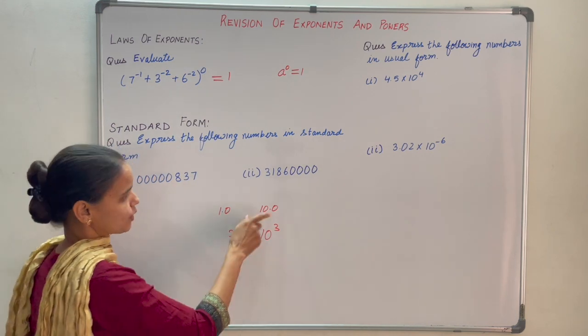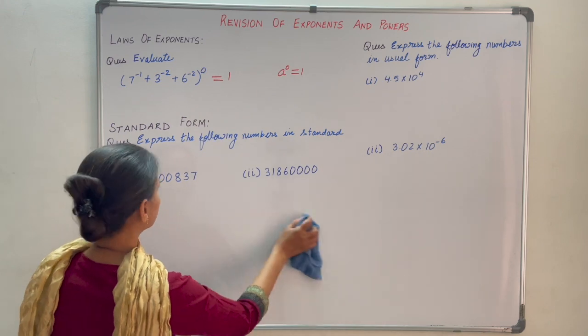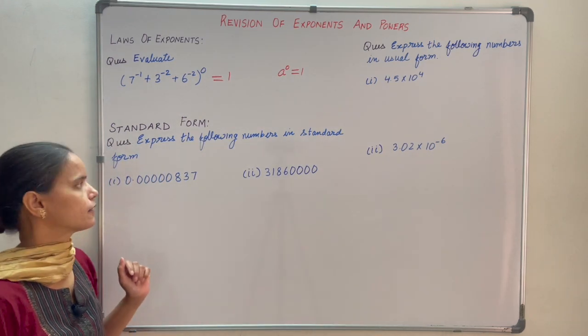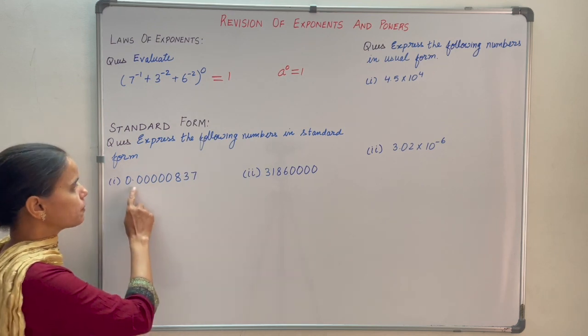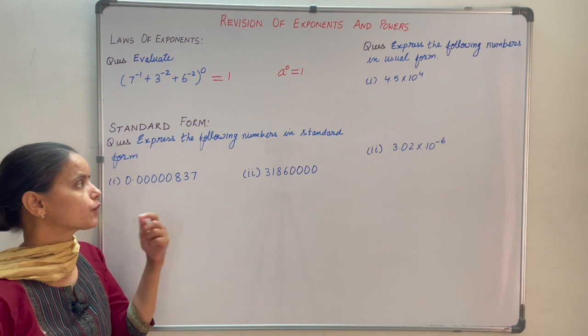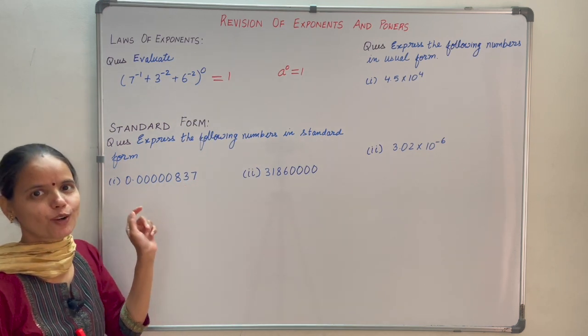Let us take the question on standard form. Express the following numbers in standard form. So you have to express these numbers in standard form. So here the decimal point is here. For the number to lie between 1.0 and 10.0, the decimal point should be here. So what will you do?